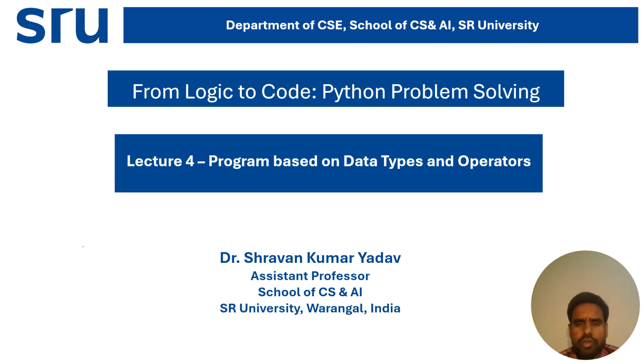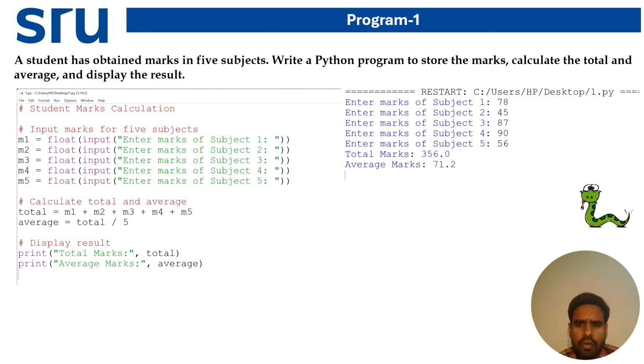Okay, so first program. We will go for this first program. Suppose that a student has obtained marks in 5 subjects. Write a Python program to store the marks, calculate the total marks and average, and display the results. The program basically takes the 5 subject marks, calculates the total marks and the average, and displays the results.